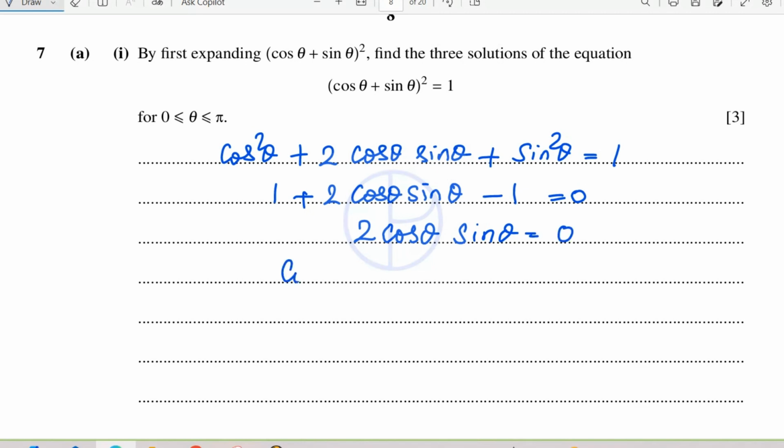That means cos theta equal to 0 or sin theta equal to 0. Cos theta will be equal to 0 within this domain when theta is equal to pi over 2. Sin theta will be 0 when theta is 0 as well as pi.